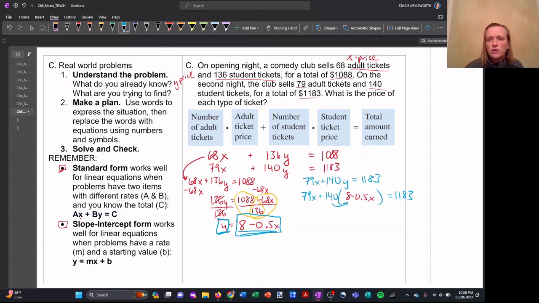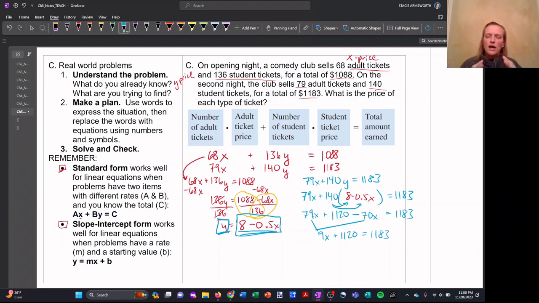We should simplify first. So I'm going to do the distributive property here. The 79x hasn't changed. I just leave it as 79x. But here I have 140 times 8, and that's 1,120. I have 140 times negative 0.5x, which is negative 70x. And that's going to equal 1183. The next step here is I've got like terms. 79x minus 70x is just 9x, but there's still a 1,120 here, and the right side of the equation is still 1,183.